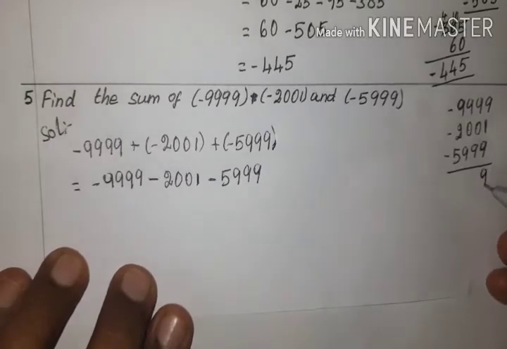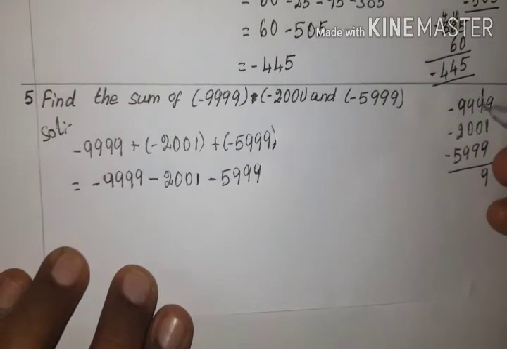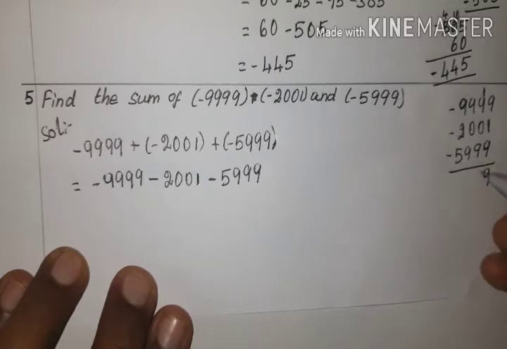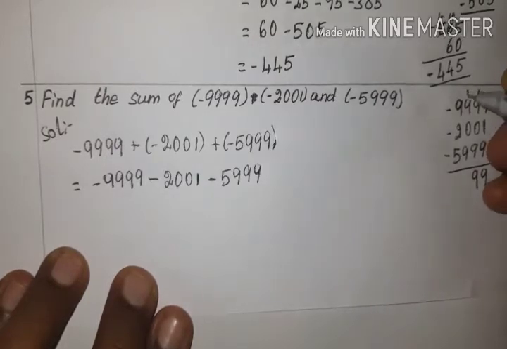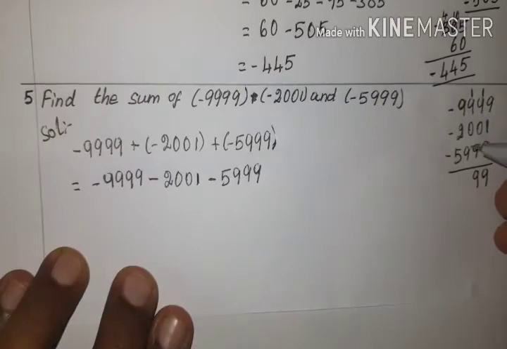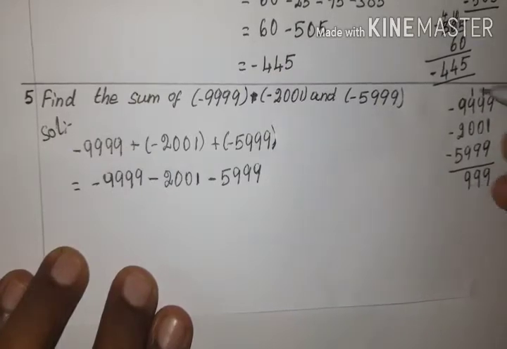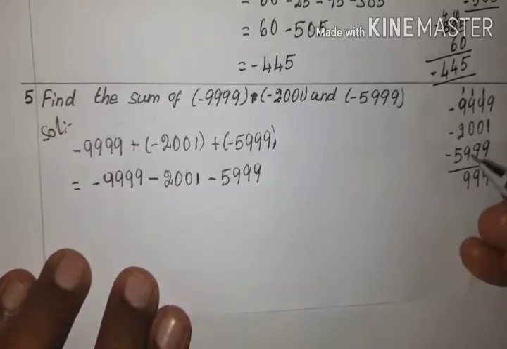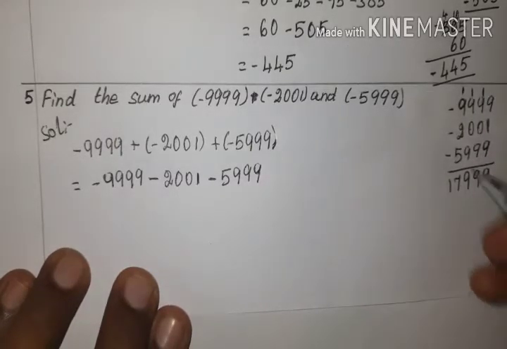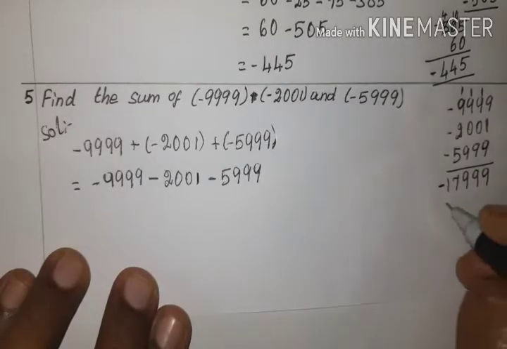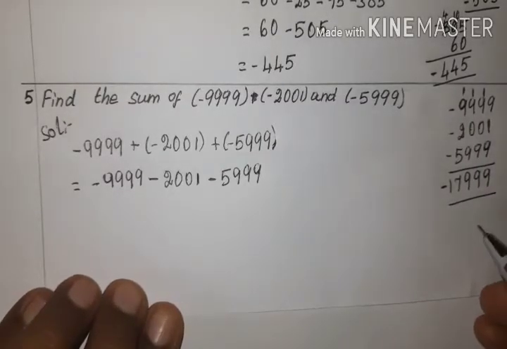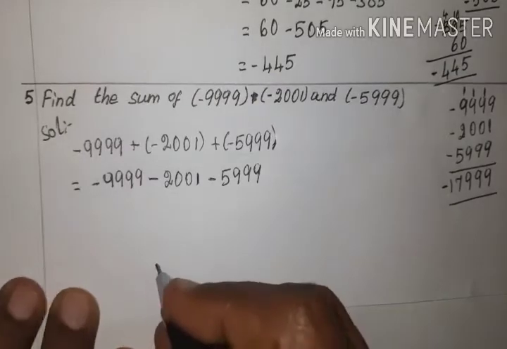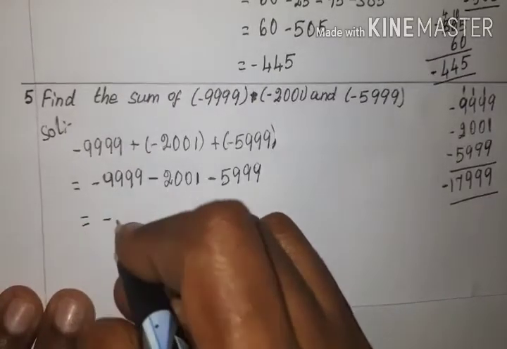9 plus 1, 10. 10 plus 9, 19, 9 and 1 balance. 1 plus 9, 10, 10 plus 2, 12, 12 plus 5, 17. You get the same sign, minus. You get the answer minus 17,999.